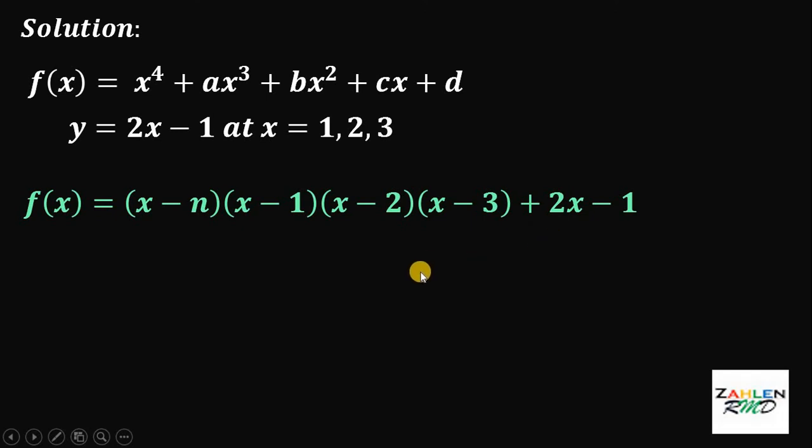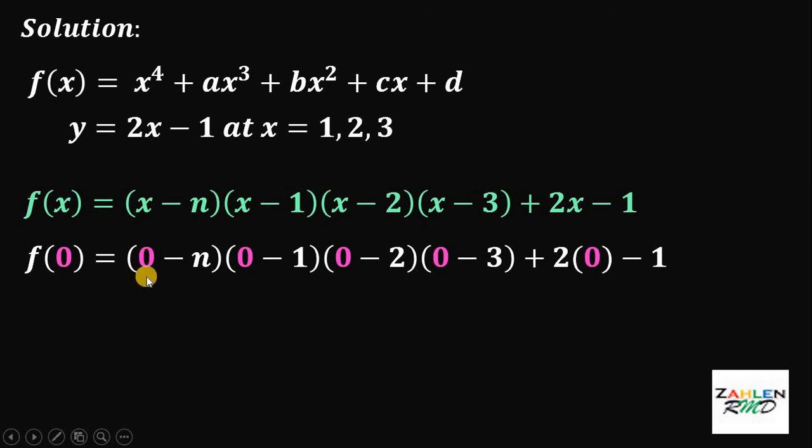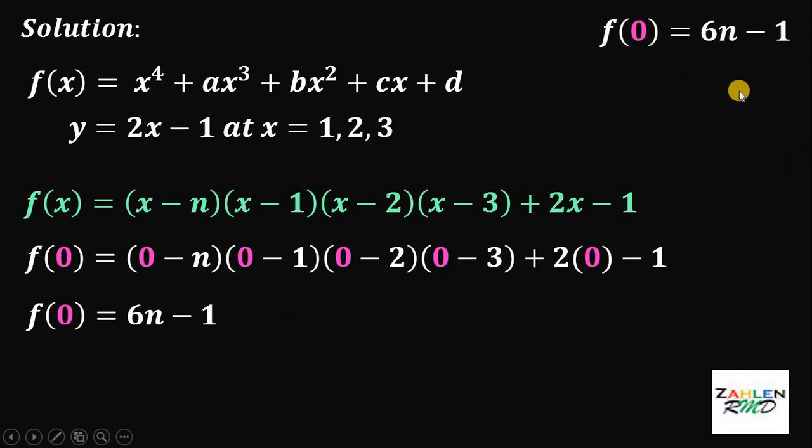Now, don't forget our goal. Our goal is to solve for f of 0 plus f of 4. Now, replace all x with 0. So, we have f of 0 equals 0 minus n times 0 minus 1 times 0 minus 2 times 0 minus 3 plus 2 times 0 minus 1. Now, simplify. We have negative n times negative 1 times negative 2 times negative 3, and we have 6n. And then, 2 times 0 is just 0, then bring down negative 1. Therefore, f of 0 is simply 6n minus 1. Now, keep in mind that f of 0 equals 6n minus 1.